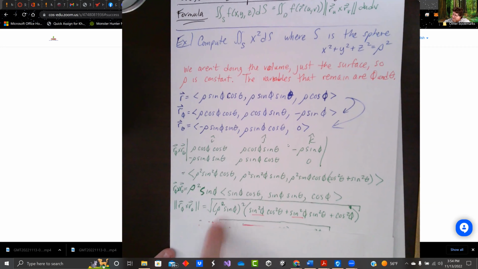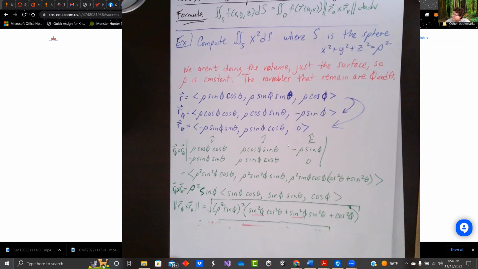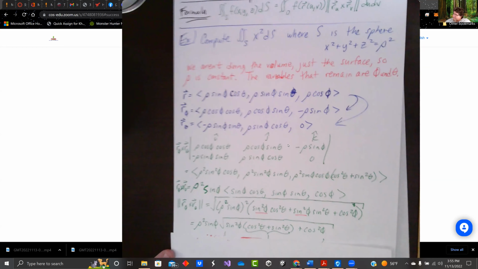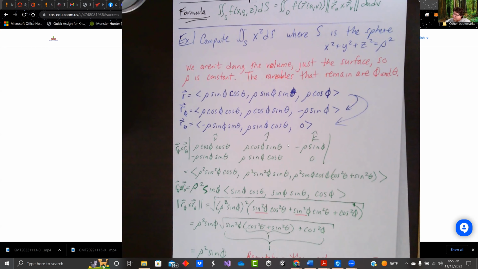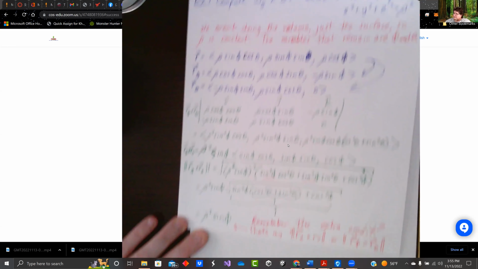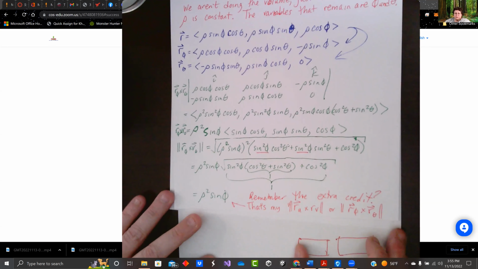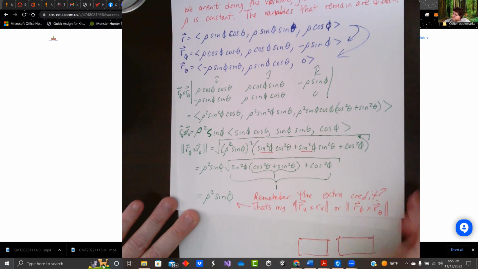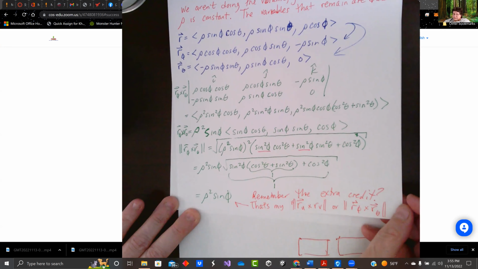We can pull the rho squared sine phi out because the square and the square root cancel. And also rho is positive and sine phi is positive for 0 to pi, so we don't need to worry about signs for that. The interior actually just simplifies to 1. So we get rho squared sine phi. This was actually the extra credit problem on your last test. So let's keep going.